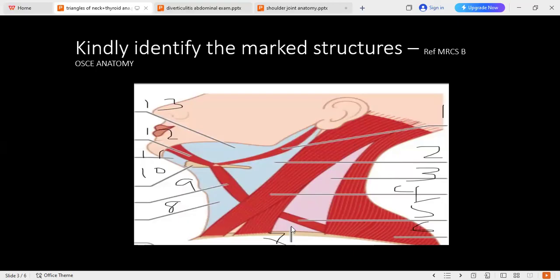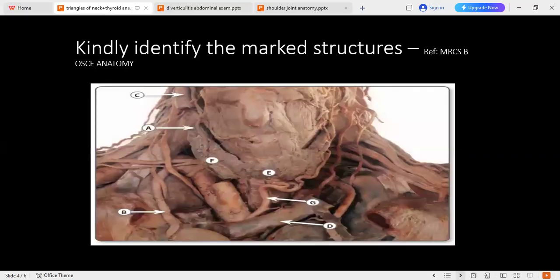And because the posterior triangle is again divided into 2, what is number 3 and what is number 7? Okay, we'll come back to that later. 7 is the root of the neck. Yes, now you remember. Okay.